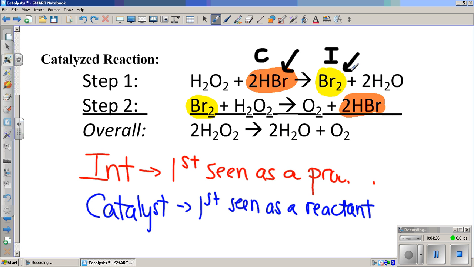So you can pick these out. You should be able to pick these out. A catalyst and an intermediate, both are going to cancel out in the overall equation. So that's how you know which ones to even be looking at. And then the catalyst is the one that's first a reactant. The intermediate's the one that's first a product.